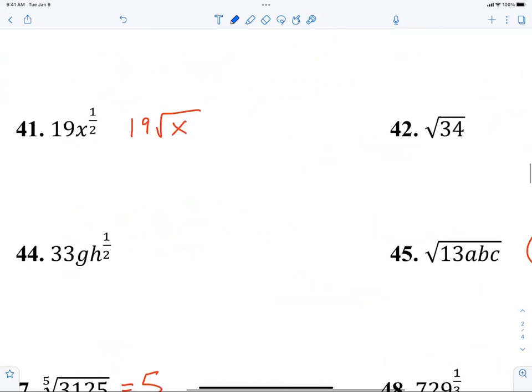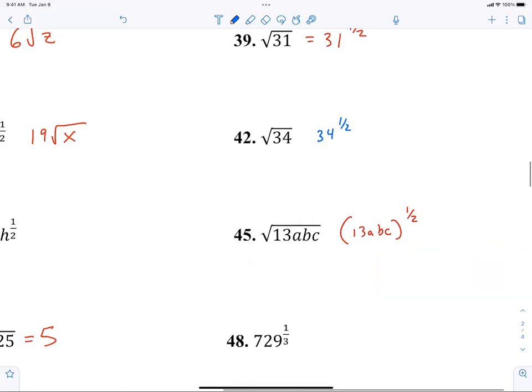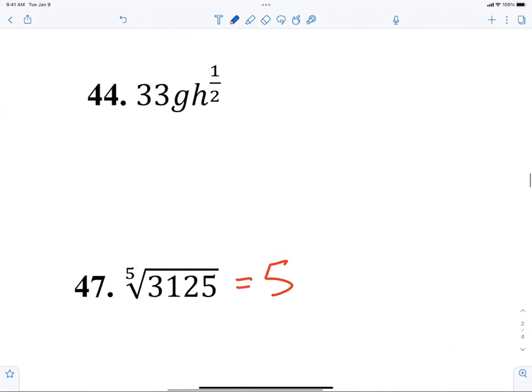Liam, tell me about 42. 34 to the 1/2. 34 to the 1/2. Perfect. Oliver, 43. Or four, I'm sorry, 44. Yeah, how would I write that? 33 G, and then H. But like the line thing. What's that called? The square root. Yes, thank you, sir. 33G square root H.